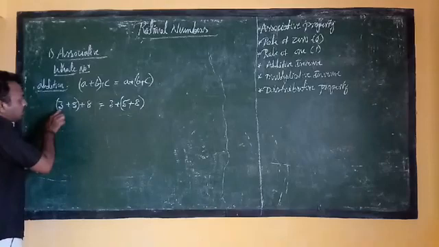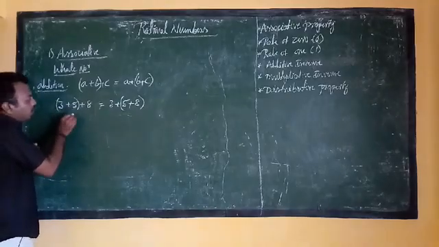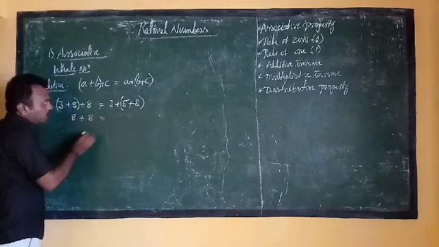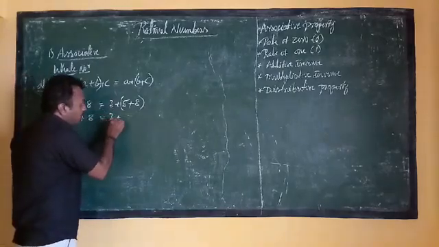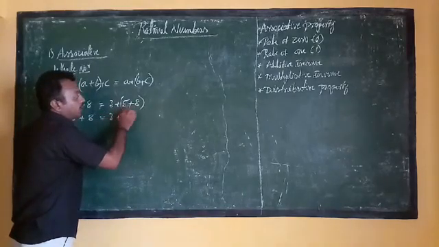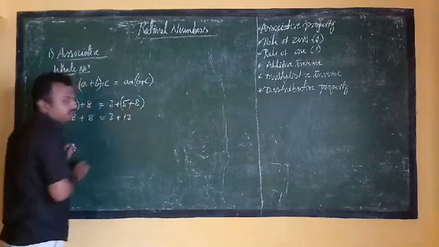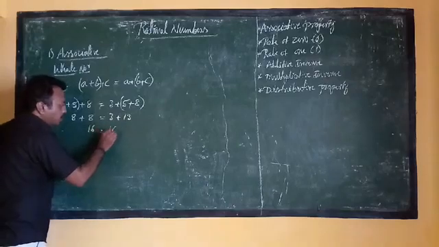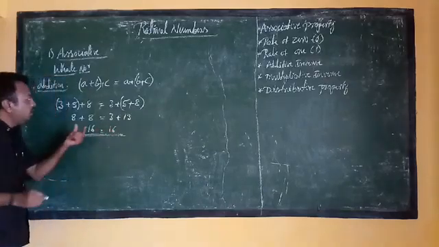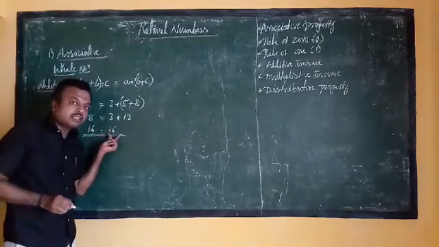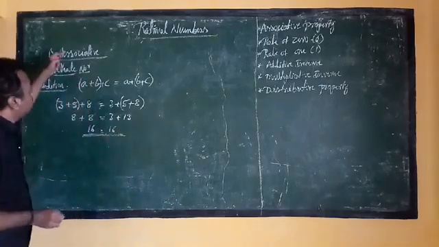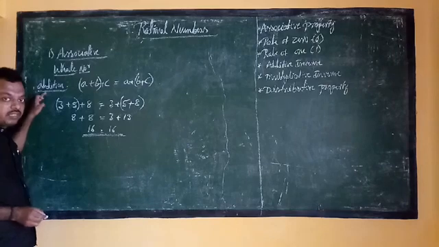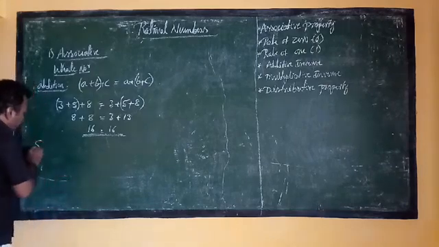Let us check it. 3 plus 5 is 8. Plus 8, as it is. It is equal to 3 as it is, then add the last two whole numbers, 5 plus 8 is 13. Now 8 plus 8 is 16, and 13 plus 3 is 16. So the LHS is equal to the RHS. Therefore the associative property of whole numbers is satisfied under addition. Correct. Then subtraction.